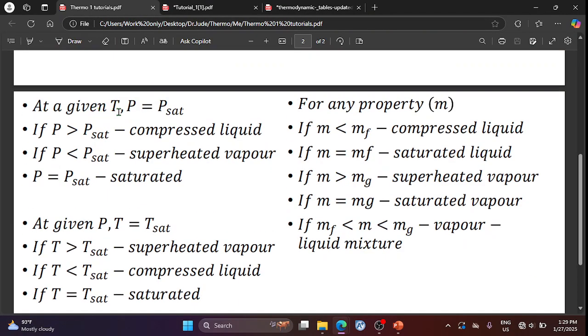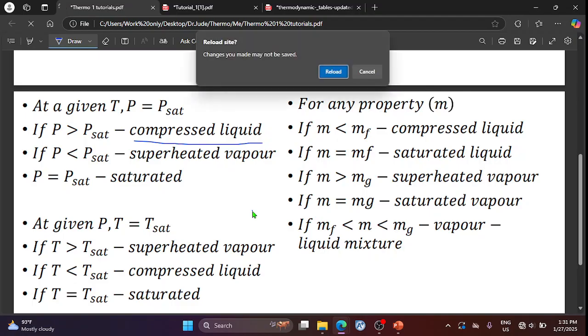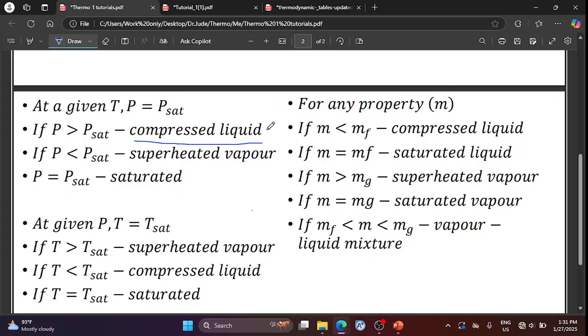So if we are at a given temperature, the pressure that we read from the saturated steam table is the saturation pressure. If our pressure is more than the saturation pressure, then we are a compressed liquid. So let's imagine water at 100 degrees Celsius and at 1 atm. You know that the water can start to become a vapor, or we can even imagine the same thing as steam at 100 degrees Celsius and 1 atm.